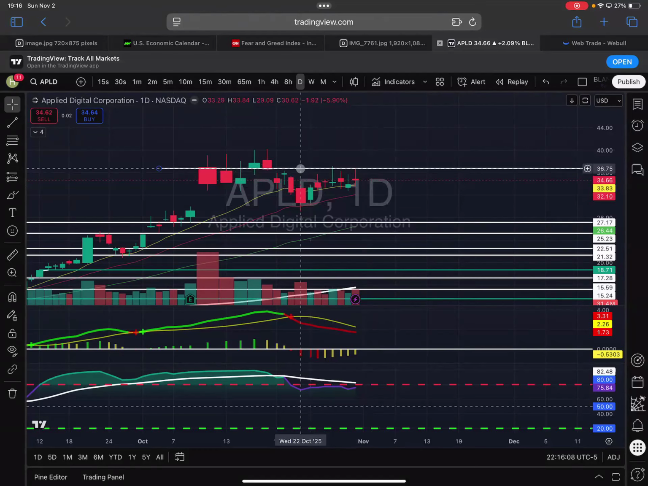But you see this level right here? You see this white line, right? This white line above that 37.17 range, right? It's currently at 34.95, basically $35. Above 37.20, you can see APLD go right back for that $40 price target. Okay? You can see it go right back for that $40 price target and beyond.